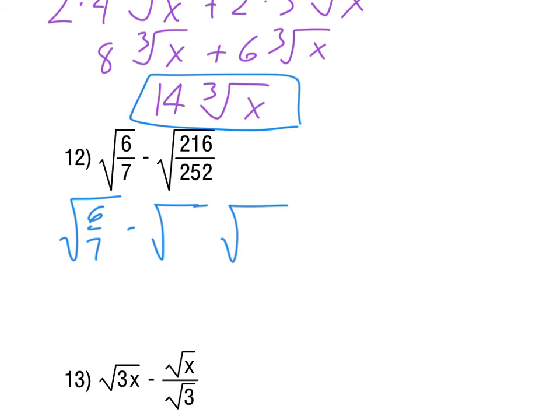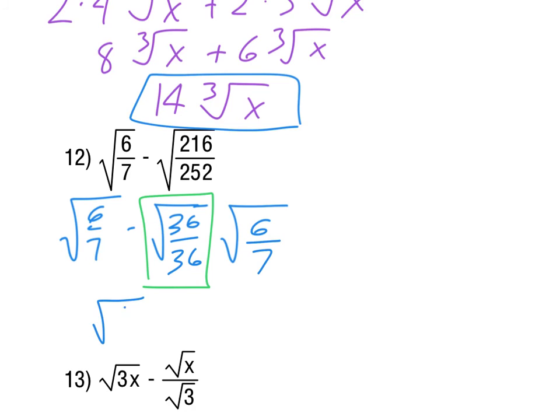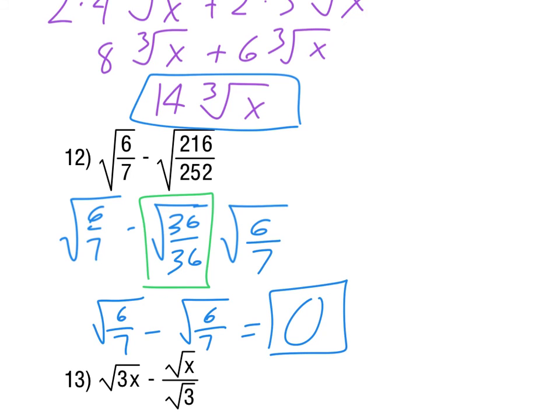So really taking a 36 out of the numerator, which leaves us with a 6. And we actually take a 36 out of the denominator as well. So the square root of 36 over the square root of 36, there are a few different ways you can go about simplifying that, but this is really equal to 1. We really could have just reduced the 216 over 252. That leaves us with square root of 6/7 minus the square root of 6/7. Those match up exactly, so we end up with a total of 0 for number 12.